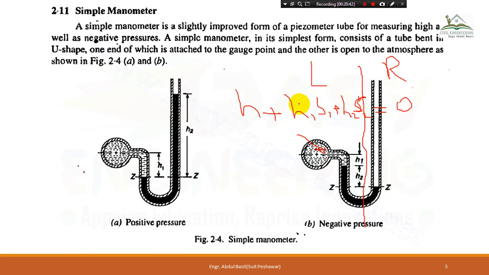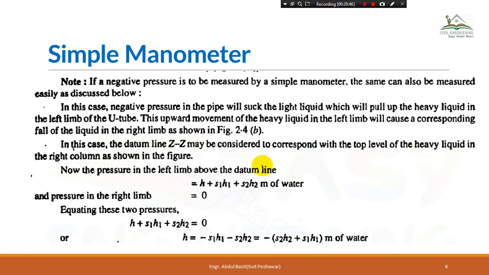Now from this equation you can determine H for yourself. The whole equation will be like this, the modified or rearranged form, and H can be determined from this equation, which is like this. And again this will be in meter of water, as we are using specific gravity.